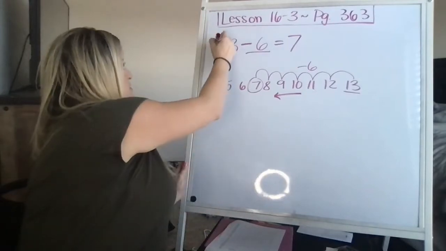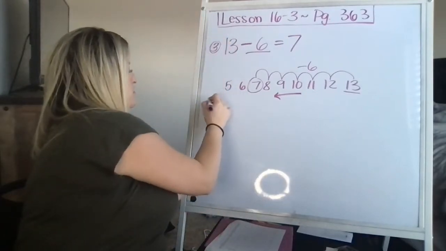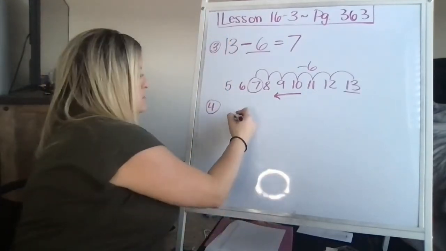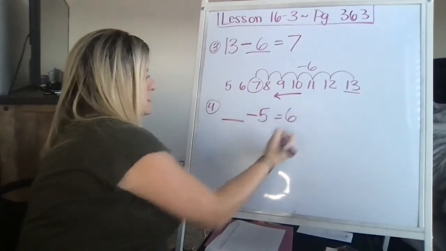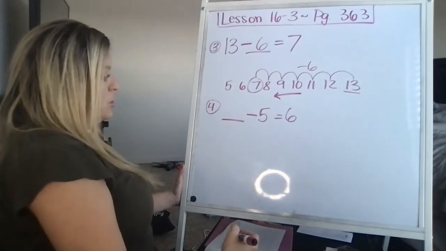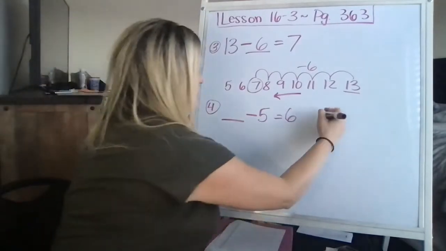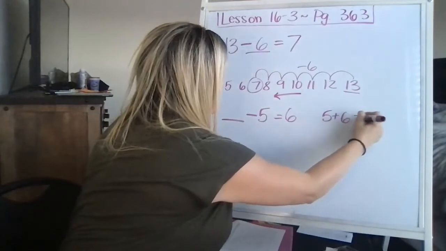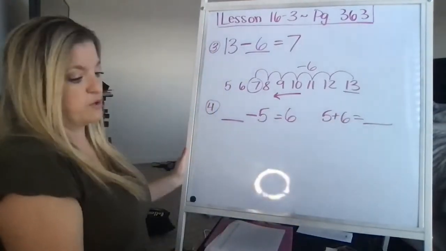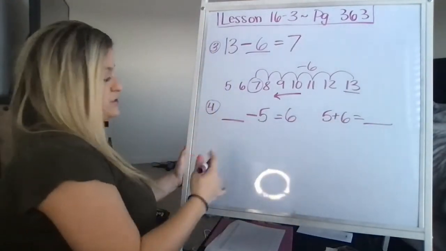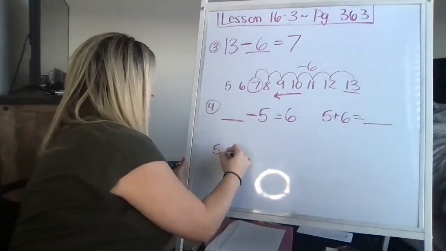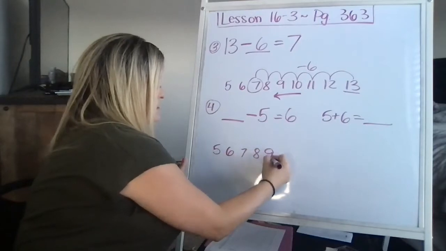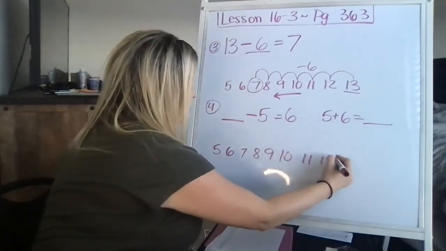Number 4, this was number 3. This is number 4, says blank minus 5 equals 6. You could flop this around into 5 plus 6 equals blank if you wanted to. I like doing the number line, and that's what they give you in the book. So 5, 6, 7, 8, 9, 10, 11, 12.